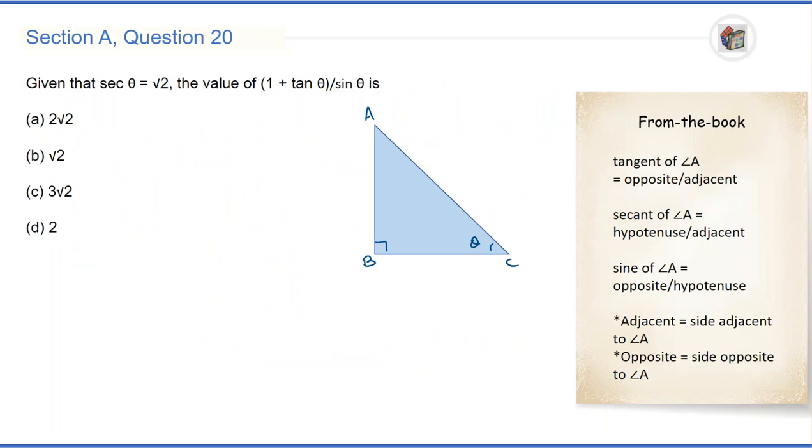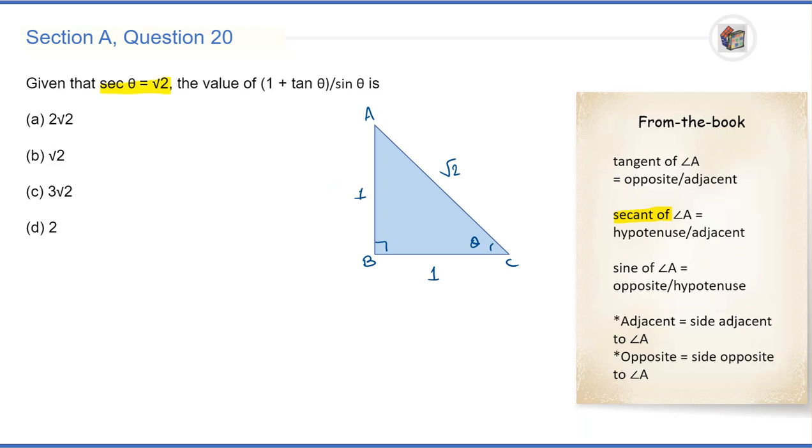Question 20. Given that sec theta is square root of 2, we want to find the value of 1 plus tan theta over sine theta. Now what is sec? It is hypotenuse upon adjacent. So for us here, if this is theta, then hypotenuse is here, root 2, and adjacent is here, which is 1. Now you can use Pythagoras theorem to get AB. That is going to be 1.